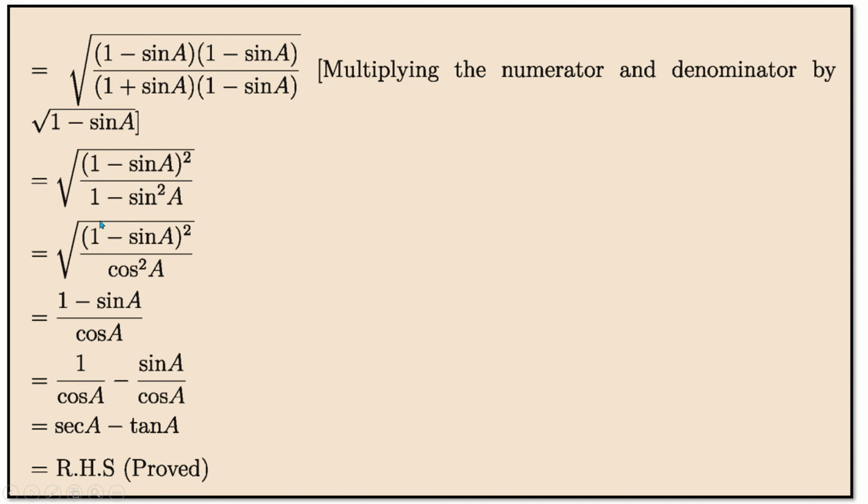As here, 1 minus sin square a is equal to cos square a. This is square root and here is square. So this equals, we can write only (1 minus sin a) by cos a. Now write separately 1 by cos a minus sin a by cos a. But 1 by cos a equals sec a and sin a by cos a equals tan a. This equals the right hand side. Proof is complete. Very easy, okay?